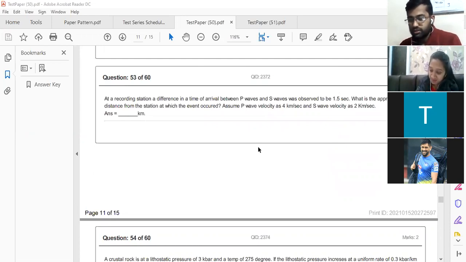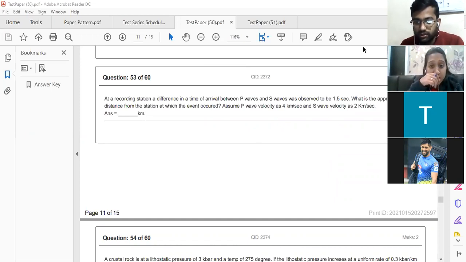At a recording station, a difference in time of arrival between P waves and S waves was observed to be 1.5 seconds. What is the approximate distance from the station at which the event occurred? Assume P wave velocity 4 km per second, S wave velocity 2 km per second. Answer in kilometer. So again, use the basic formula.